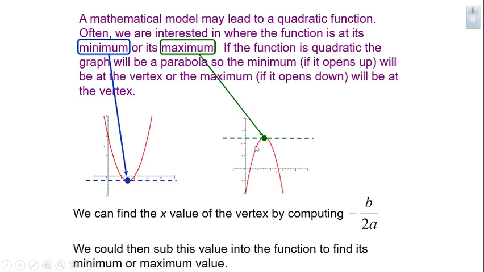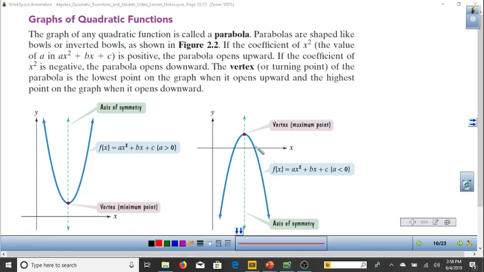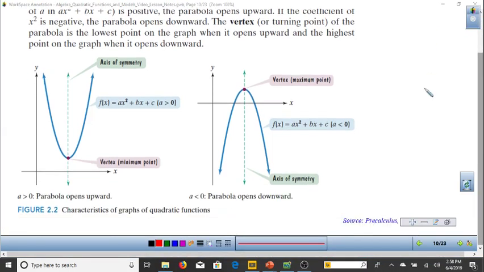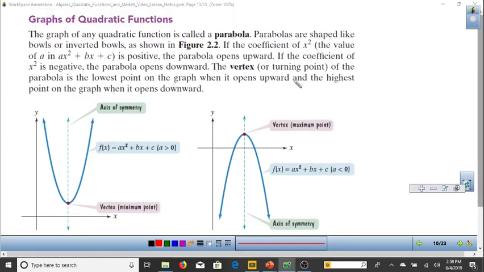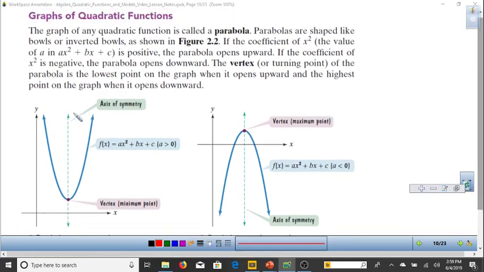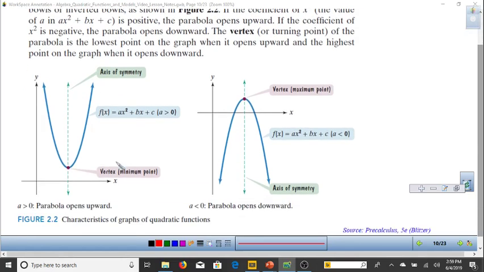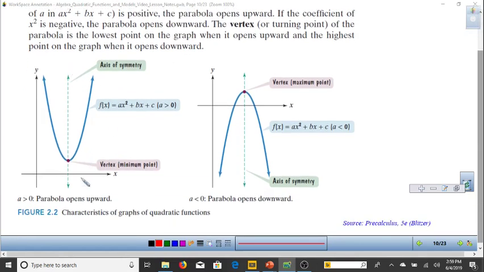Before I do a few examples here, a couple of things I want to point out. Let's take a quick look at a summary. This summary is from the book Pre-Calculus, 5th edition, by Blitzer. It's a quick review. The axis of symmetry is a vertical line that passes through the vertex.